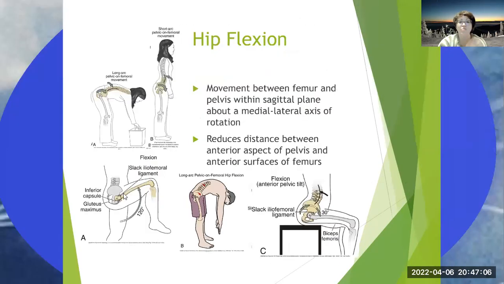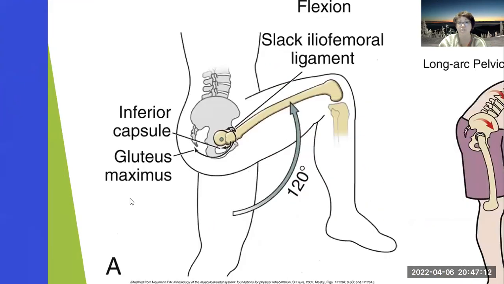Okay, so those were all closed chain motions. So then when we're talking about open chain hip flexion, it's long arc, open chain, femoral on pelvic motion. So the femur is moving on a relatively fixed pelvis. This is crazy, right? There's a lot of stuff to remember.